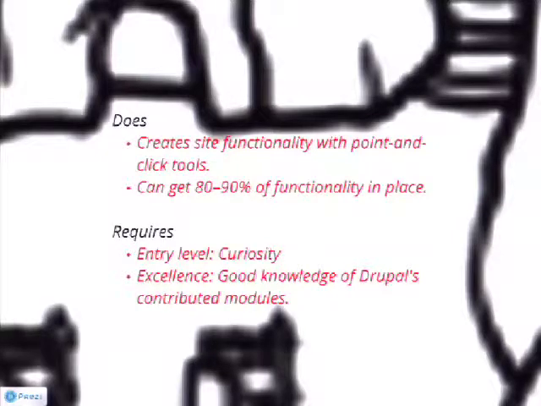Site builders create Drupal sites, clicking around and building site functionality. This way, they can make like 80–90% of all the functionality you need on a site. And this is like all the sites you can find on the internet. You can do 80–90% without coding because of the way Drupal is built. If you want to be a site builder, it requires curiosity because there are a lot of different modules, plugins to learn for Drupal. And if you want to be really good at being a site builder, then you have to have good knowledge of these modules that you can add to Drupal.